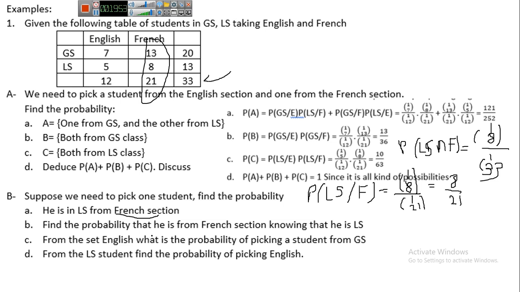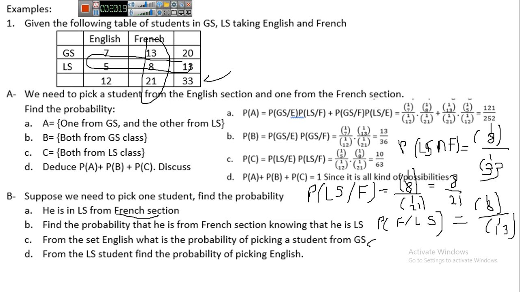Find the probability that he is from the French section, knowing he is LS. French, knowing he is LS. In that case, the subuniverse is LS. This is the subuniverse. I want the French, so how many French do I have here? 8. So 1 out of 8 over total of the LS, because knowing from LS is 1 out of 13.